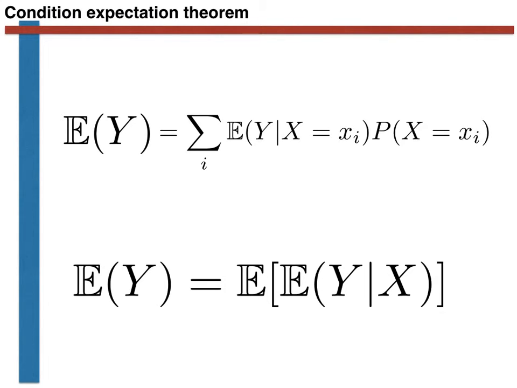If you look at the top equation, we have a sum over all the possible values that the random variable capital X can take. Inside this summation, you then have a function of Xi, the conditional expectation, multiplied by the probability that the random variable capital X is equal to Xi. This is just the formula for the expectation of a function of a discrete random variable.